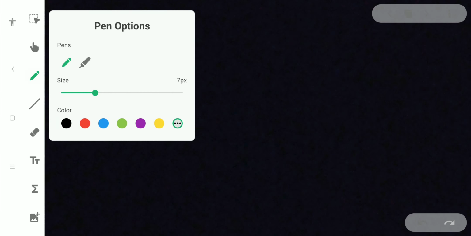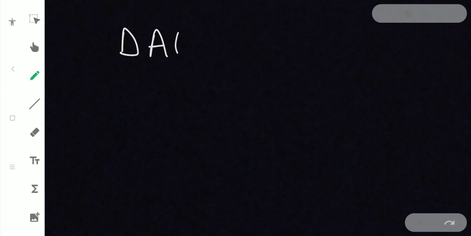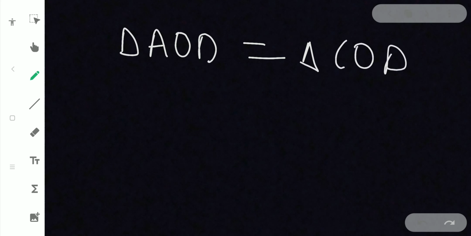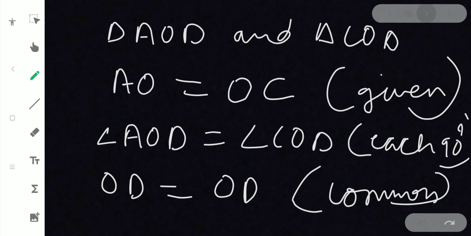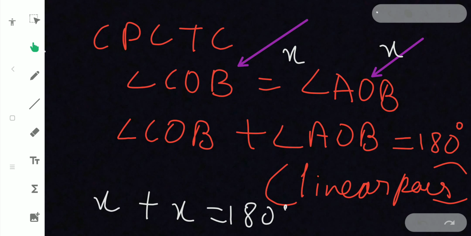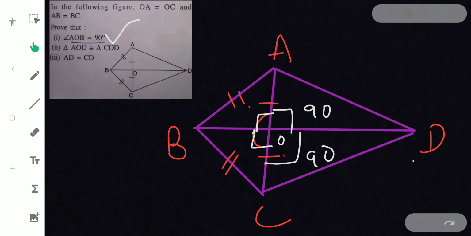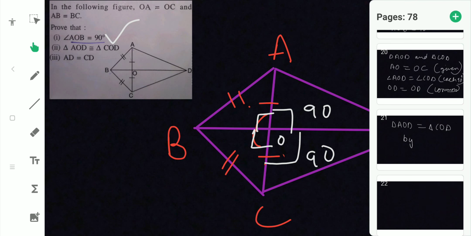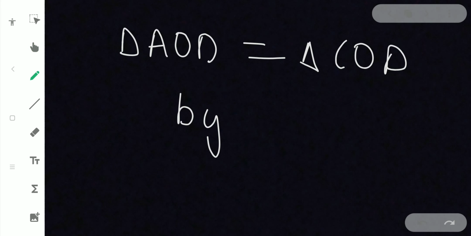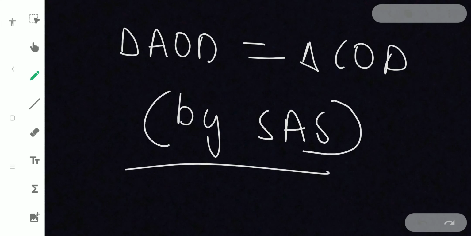So now I have proved triangle AOD is congruent to triangle COD by, this is the side angle side criterion, SAS. Side angle side criterion. So we have proved.